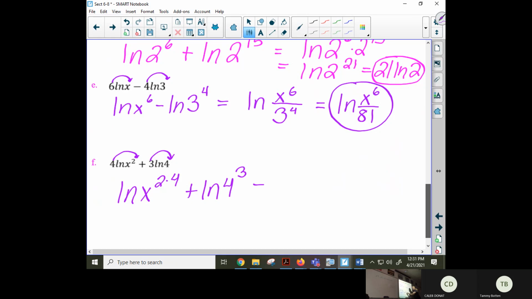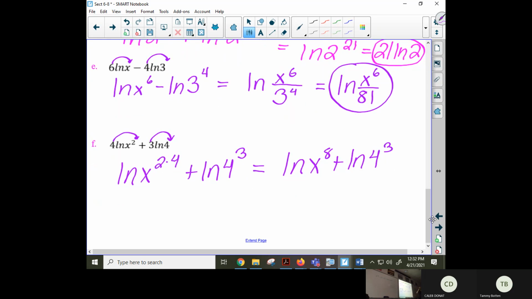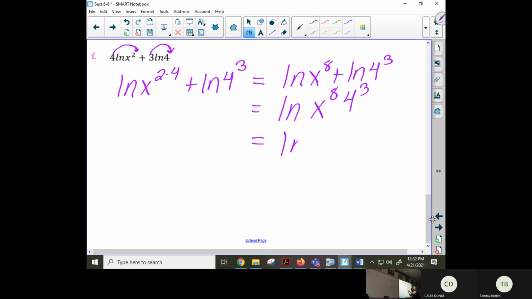Okay. Now, I'm going to just rewrite this. 2 times 4 is 8 plus natural log 4 to the 3rd. How do I undo this plus here? I multiply them. So I have x to the 8th times 4 to the 3rd. Do you guys know what 4 to the 3rd is? So you want to evaluate that, and we typically put our number in front of our variable. So we would go natural log of 64x to the 8th.